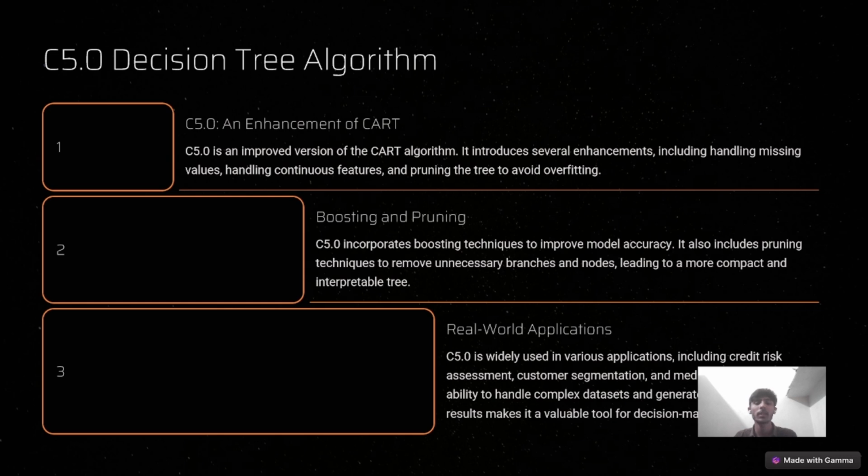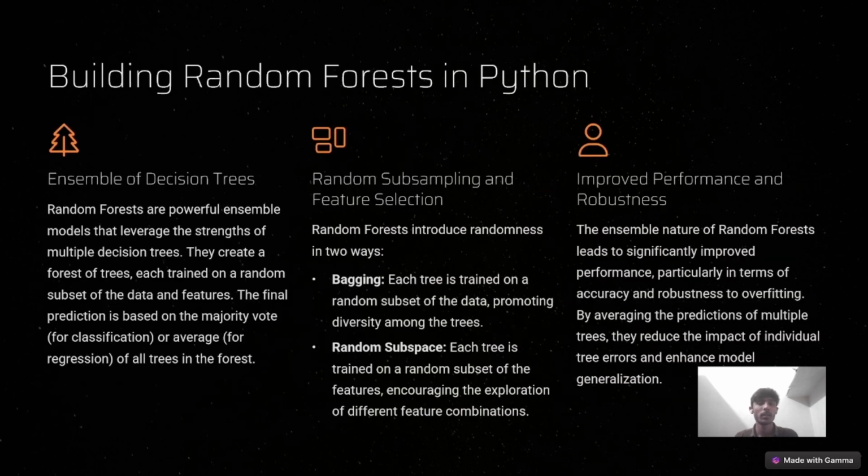Third is real-world application. C5.0 is widely used in various applications, including credit risk assessment, customer segmentation, and medical diagnosis. Its ability to handle complex datasets and generate interpretable results makes it a valuable tool for decision making. Next is building random forest in Python.